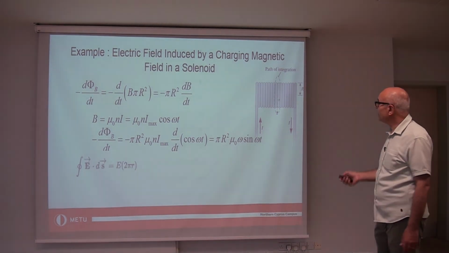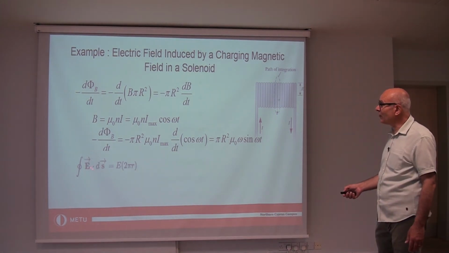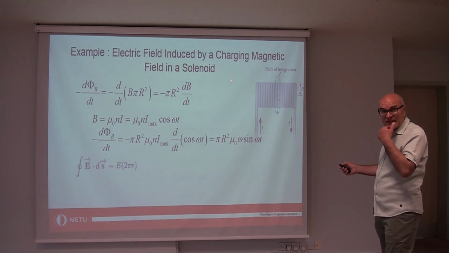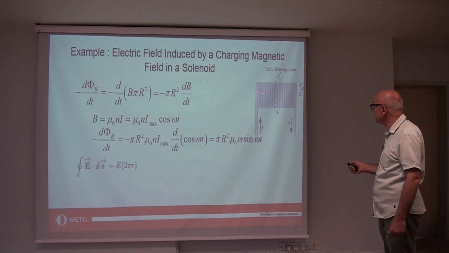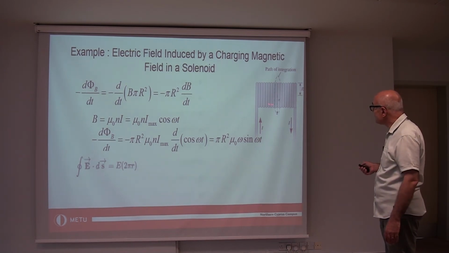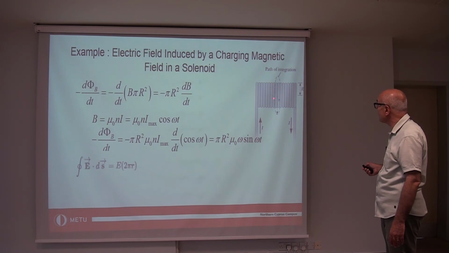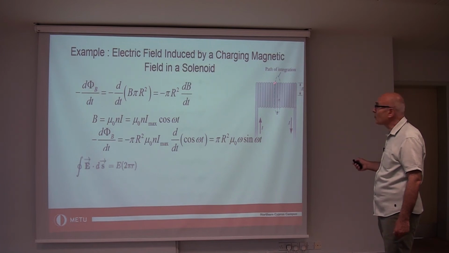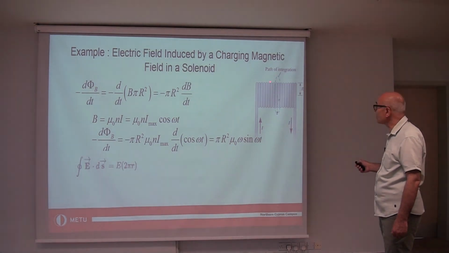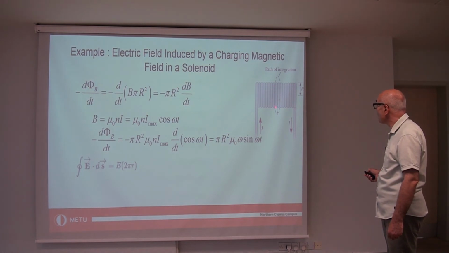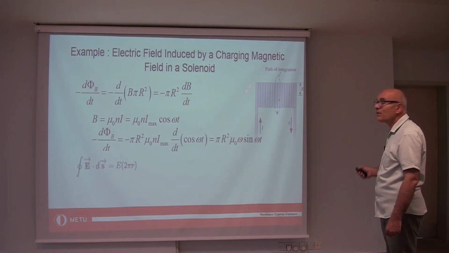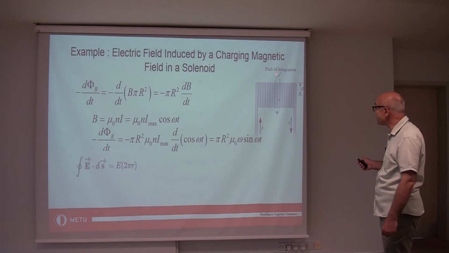Now look at the left-hand side of the equation, which is the integral of E dot ds. Due to symmetry, because I know that the magnetic field within the solenoid is uniform and cylindrically symmetrical, there is no reason for the electric field to be different in magnitude at different points over this loop. So the magnitude of the electric field will be the same over all the points on the loop, and it will be tangential, because this is a circle.